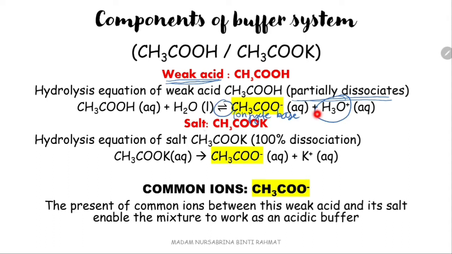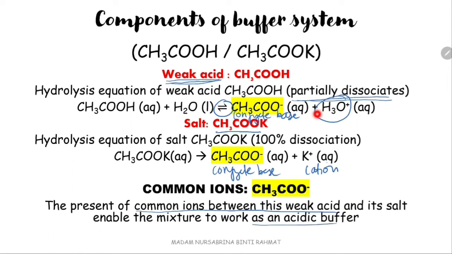Whereas the salt, potassium ethanoate, CH3COOK, like any salt, will undergo complete dissociation to break down into its ion components: the conjugate base, and K plus, which comes from the strong base KOH, so we label it as the cation. The common ion between them is CH3COO negative, and this common ion will make them work as the acidic buffer.